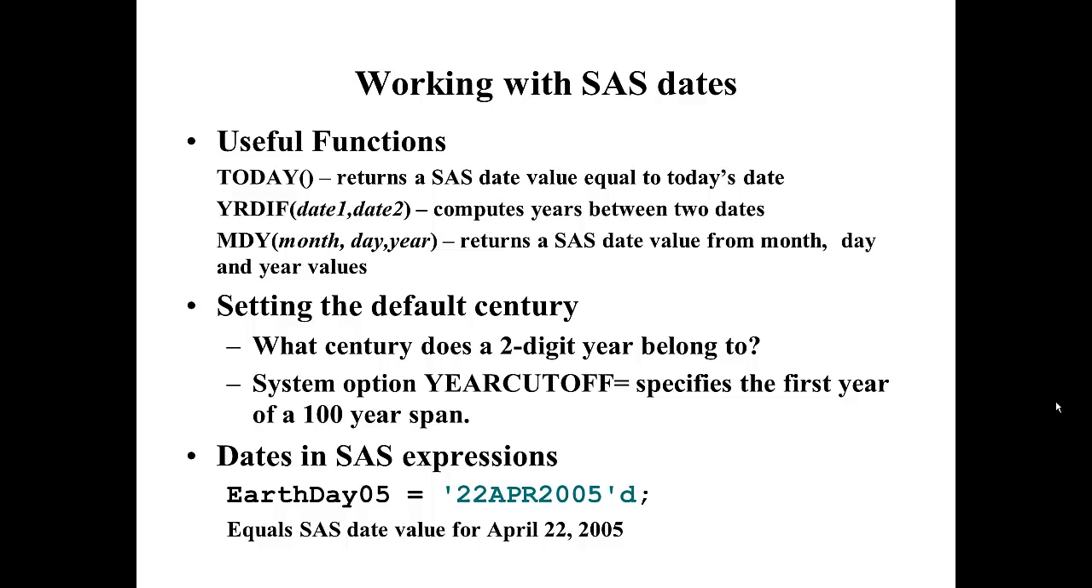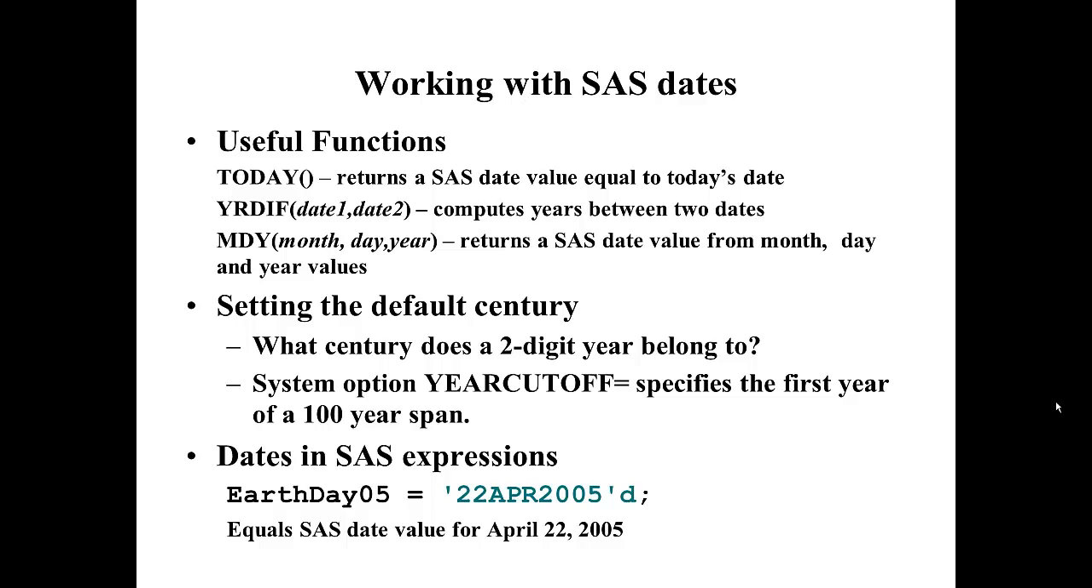Another helpful function is the yearDiff function. So if you write yearDiff and you give one date variable, comma, and another date variable, it computes the years between those two dates. Another very helpful SAS function is the MDY function. And the way the MDY function works is that if you give 3 variables within the parentheses, the first variable representing month, the second variable representing day, and the third variable representing year, SAS returns a date value from that month, day, and year values. So the MDY function takes those three variables and converts it to a SAS date value.